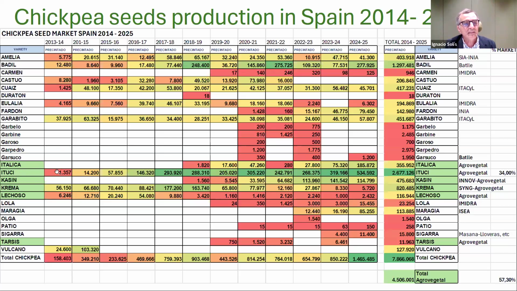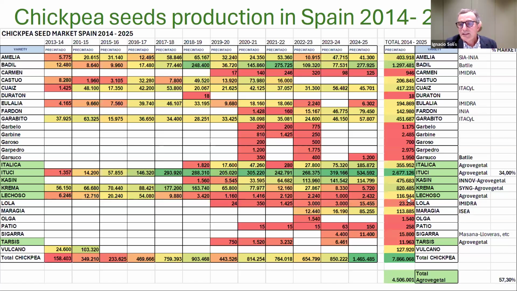It arrived to the market at the beginning of the figures, and it was growing, and the largest amount has been in the last season, 2025. Also, there is a cultivar called Casin, which is also growing, and the cultivar Ituzi alone represents one third of all the certified seeds in Spain. It's a Blanco Lechoso type, spring type with very white and big seeds.